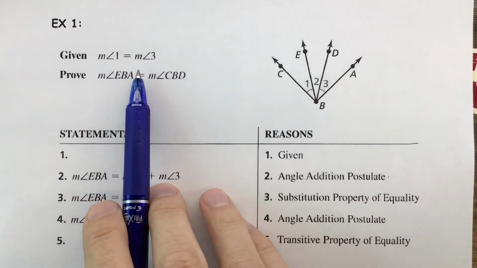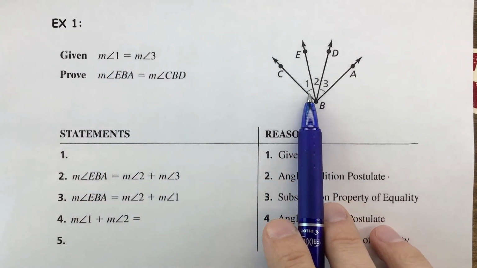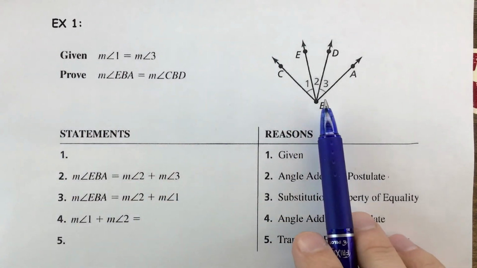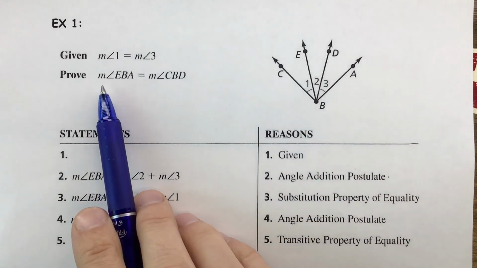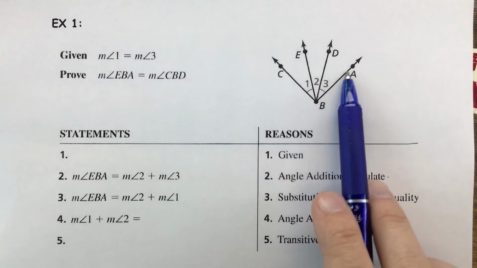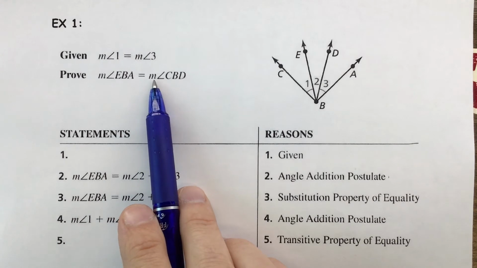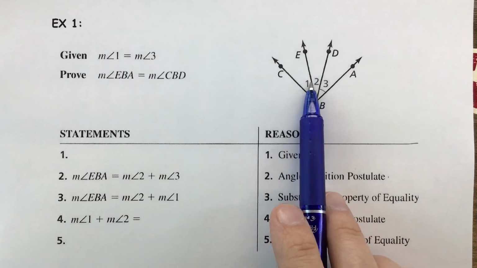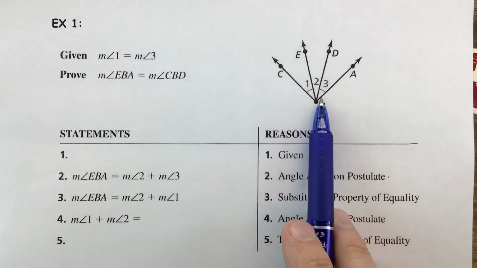In this, you're provided with this information that the measure of angle 1 is equal to the measure of angle 3. Now you're going to notice that that already has markings in the pictures. So sometimes the given information is actually just provided in the image for you. Now what we need to do is prove that the measure of angle EBA, that angle there, so that's actually angle 2 and 3 together, is equal to the measure of angle CBD, which is here. So that'd be 1 and 2 together. We want to prove that EBA is the same thing as CBD.